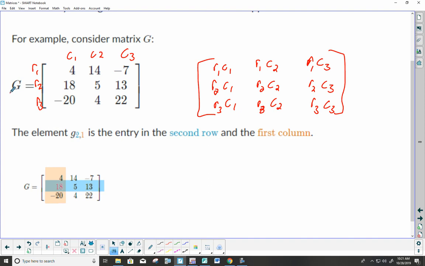So this matrix has a name G. When they give you a lowercase g, and why it's lowercase I can't begin to tell you, it's just how they're doing it, it's asking for what element is in row 2, column 1. So row 1, row 2, row 3, column 1. So it's the 18, g21.